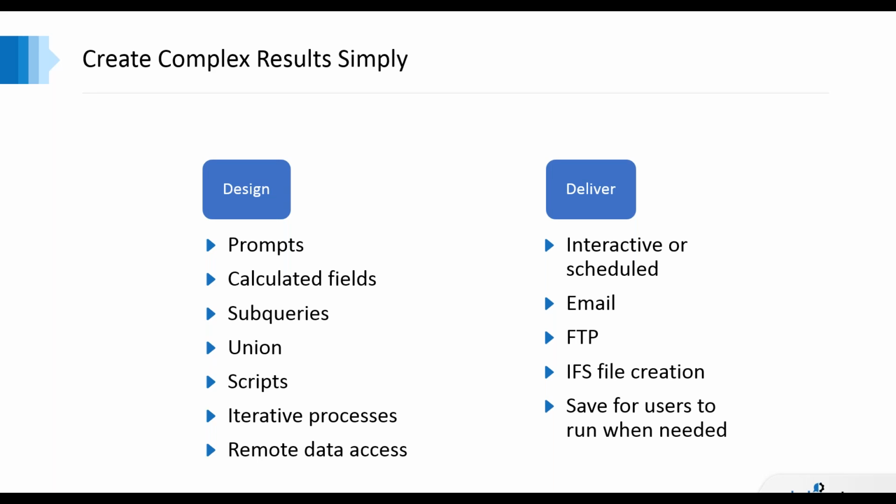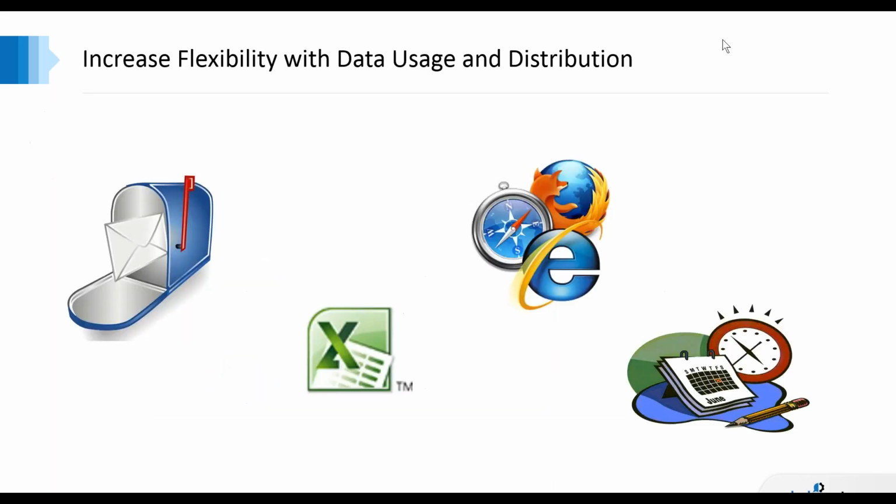So on the delivery side, designers can schedule the results if they don't want to run them interactively. You can send the results via email, use FTP to move the results to a different system, or create files, PC files on the IFS, for example, for the users to go get. The definition can be just saved, and then you direct the users to go run it from a browser, from Windows using Viewpoint, or green screen, right? So you have that flexibility in the delivery. A lot of things to look at there.